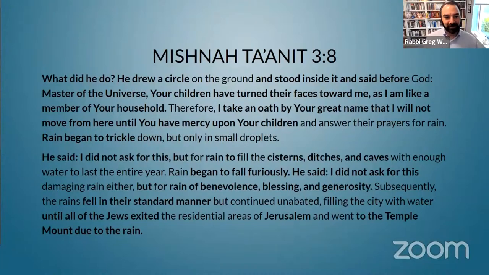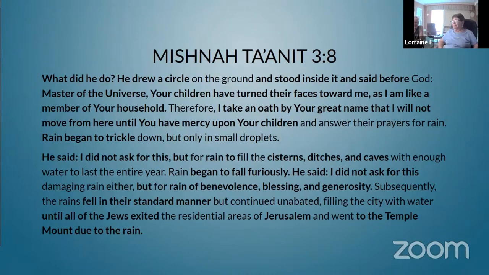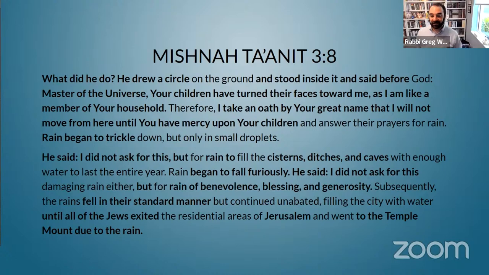He's a chutzpah. What chutzpah on the guy? To grandstand before God, to draw a circle around himself and say, God, the people know that you will do my bidding. The people know that I am like a member of your household. And they have asked me to tell you to make it rain. He's the boss. He's the boss. So he says. Now, this whole idea of drawing circles is really, really interesting.